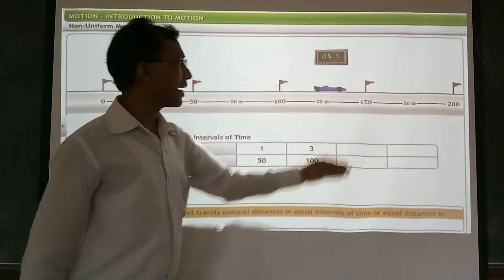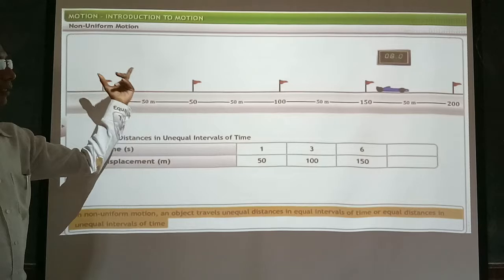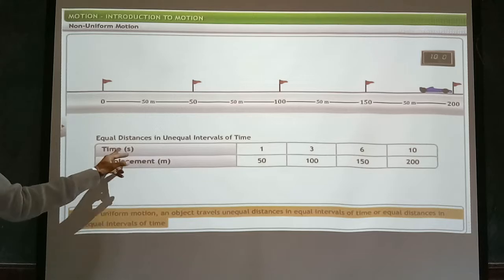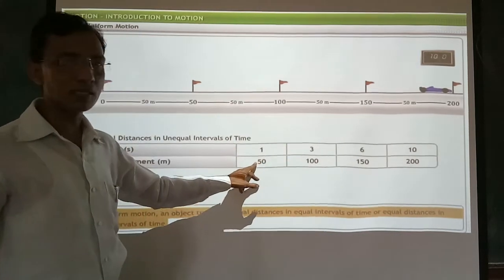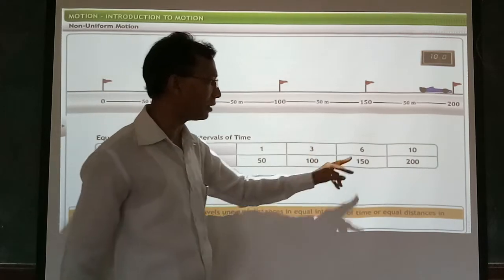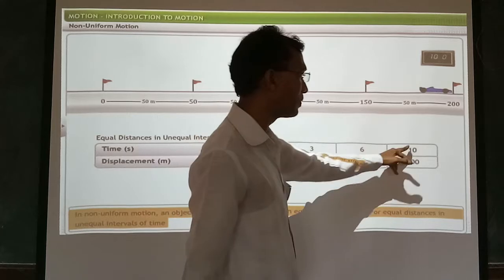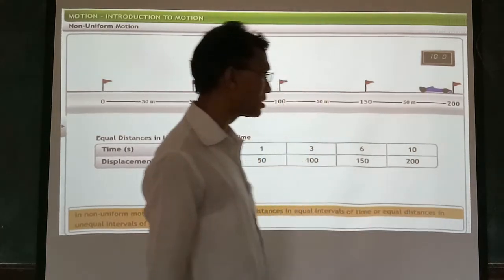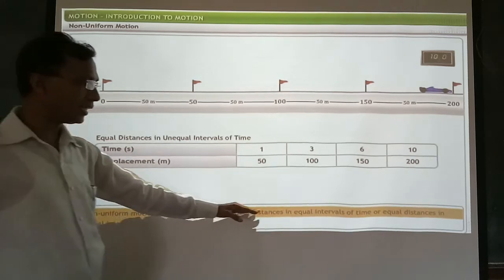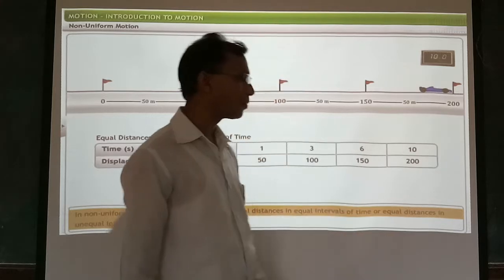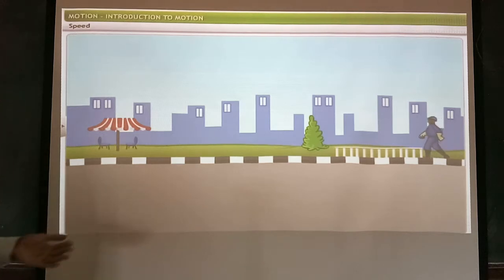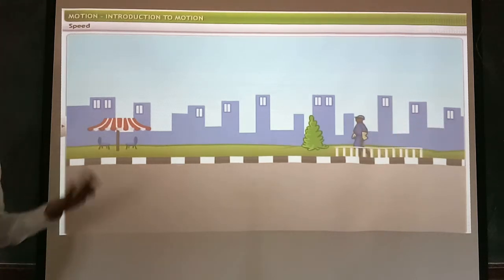Here you should observe this car. In the first second it covers the distance 50 meter. Within the third second, it covers the distance 100 meter. Within 6 seconds, it covers the distance 150. And within 10 seconds, it covers the distance 200 meter. So in non-uniform motion, an object travels unequal distance in equal time intervals, and it is known as non-uniform motion.